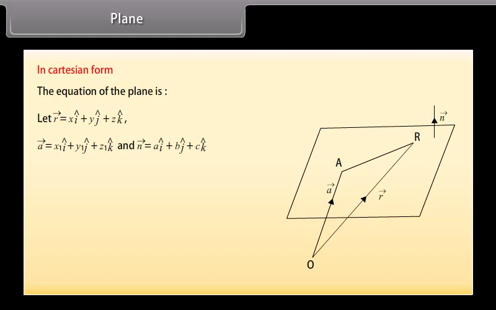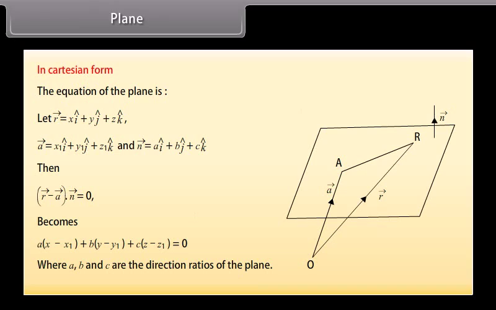Vector n equals a i cap plus b j cap plus c k cap. Then, the dot product of (vector r minus vector a) and vector n equals 0 becomes a times (x minus x1) plus b times (y minus y1) plus c times (z minus z1) equals 0, where a, b, and c are the direction ratios of the plane.